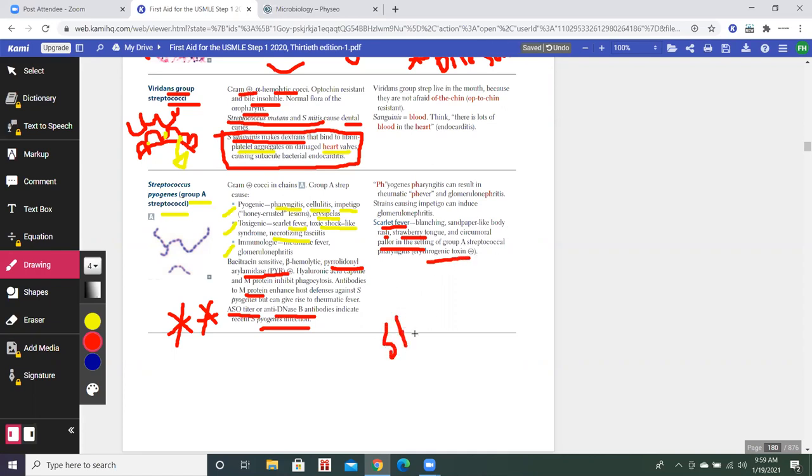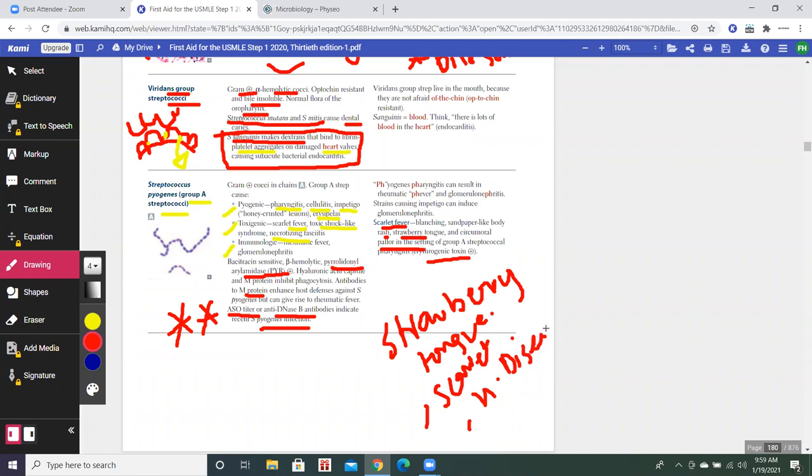If we talk about strawberry tongue in a baby, what two diseases are we thinking about? If the baby has strawberry tongue and fever, first and foremost, it's scarlet fever. Another one is, you guys have mentioned, Kawasaki's disease, okay? So these are the two things that we are thinking about. But out of the two, scarlet fever is more common. So the first thing you will think about is scarlet fever. If not, you'll think about Kawasaki's disease, okay? So that's that.